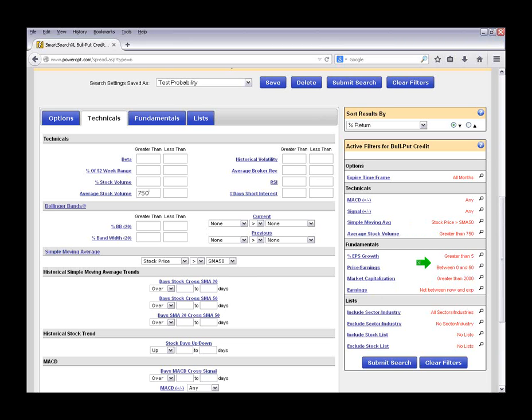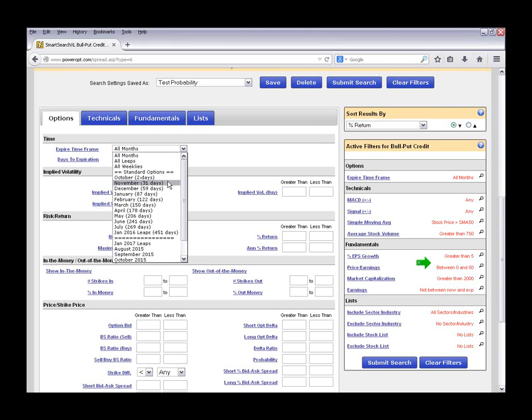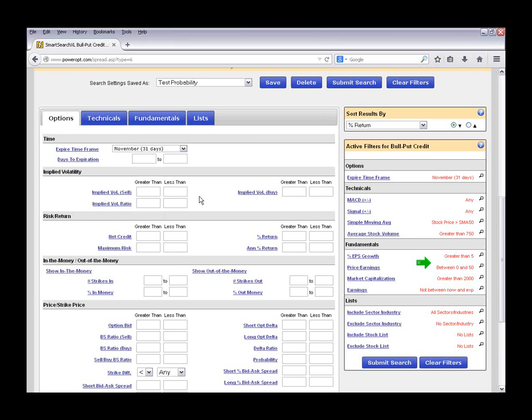Now, what about our basic options criteria? What do we look for in a spread? When we go back into our options field, the first thing I want to do is maybe select to view options that are less than 30 or less than 45 days out in time. To start for this search, I'm just going to select standard November expiration, which is 31 days away. We'll talk about the weeklies in just a moment.